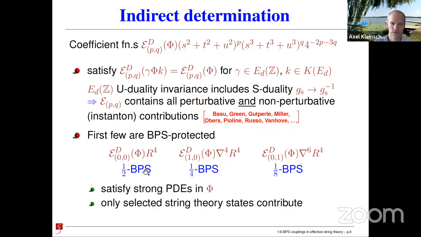So the first few of these coefficient functions are BPS protected. The first one is half BPS, which is R to the 4. The next one, D to the 4, R to the 4, is quarter BPS. And then there's this 1/8 BPS function, which is at the order D to the 6, R to the 4. And this BPS protection means that when you compute the string amplitude, there are only very specific string states that can contribute to this amplitude. So not all the non-BPS states of string theory contribute because of zero-mode saturations. Only very specific terms can contribute. And this is one way of saying what the BPS protection is.